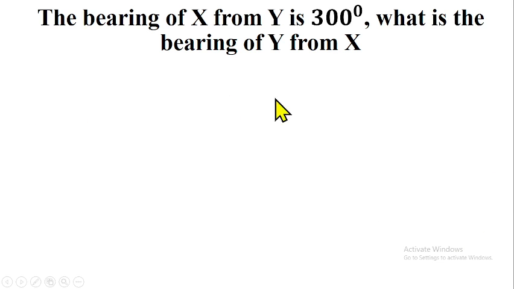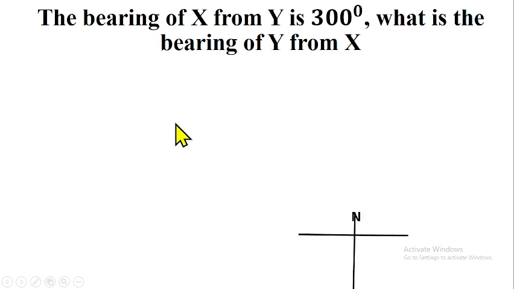So okay, we still have one more question. We're given that the bearing of x from y is 300 degrees. What is the bearing of y from x? The bearing of x from y is 300 degrees. What is the bearing of y from x? So we are starting from what?